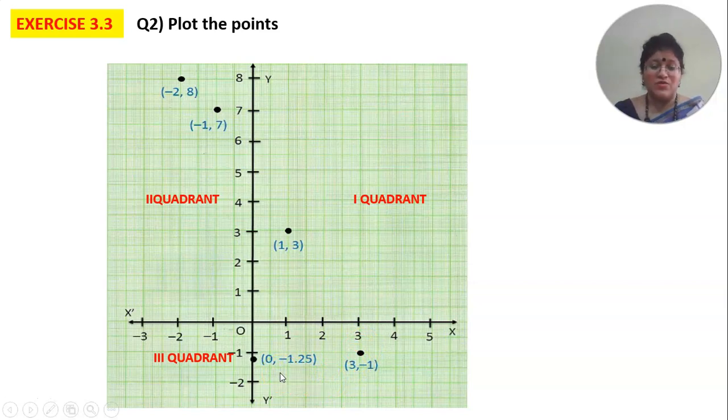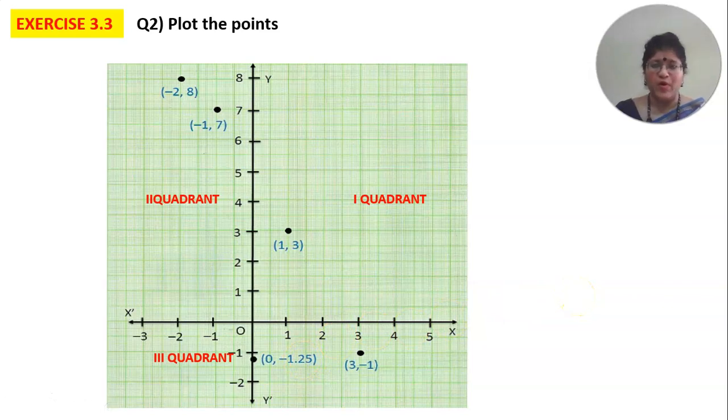0 and -1.25. Students, I have mentioned this before. When the x coordinate or the y coordinate is 0, the point will not lie in any of the quadrants. It will lie on the axis. Now here, since the x coordinate is 0, the point will lie on the y axis. So isn't this point lying on the y axis? See here. So its coordinates are 0, -1.25. So I hope this is clear.